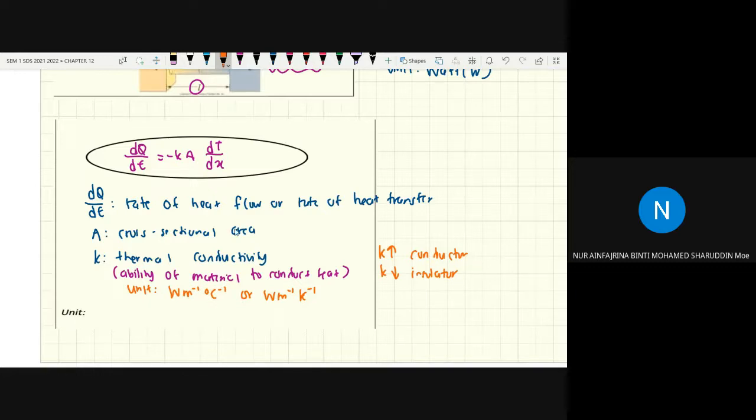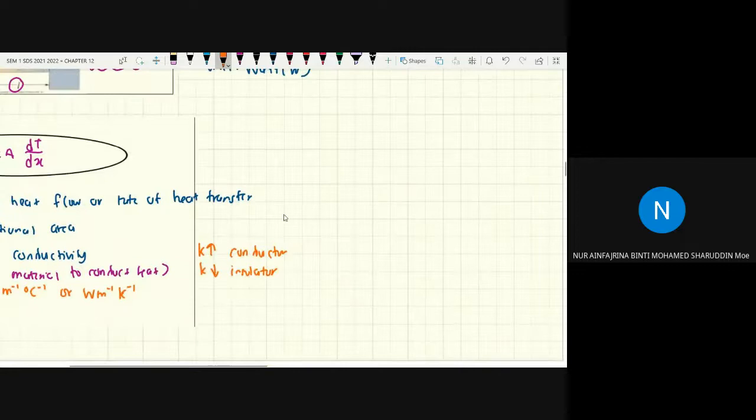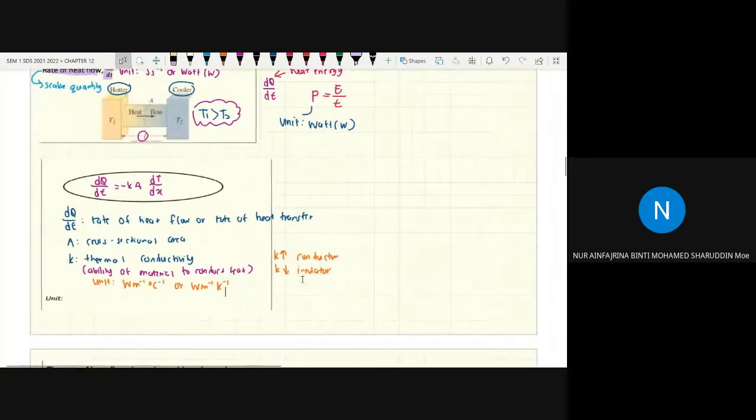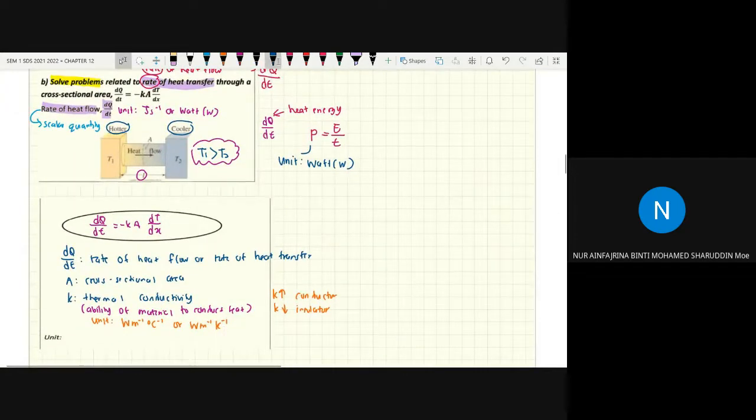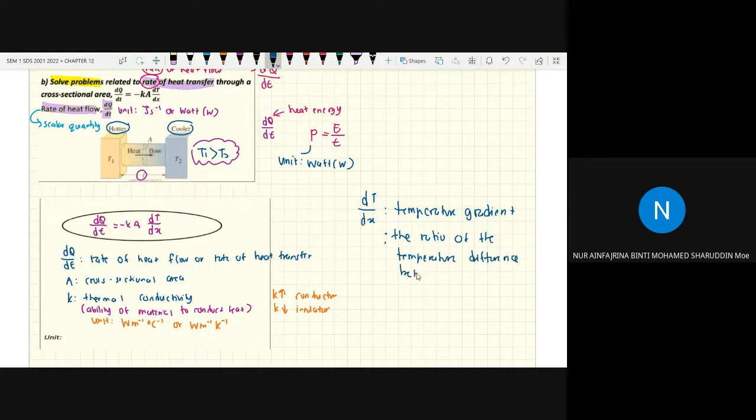Okay, now let's proceed with dT over dx. There is a bit more for dT over dx, so Miss will write it here. So, dT over dx is the temperature gradient, also known as the ratio of the temperature difference between 2 points to the distance between these points. Okay, that seems like a lot of sentences, so let's summarize it as a formula.